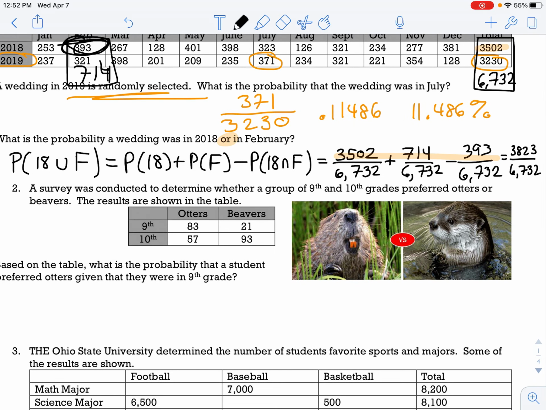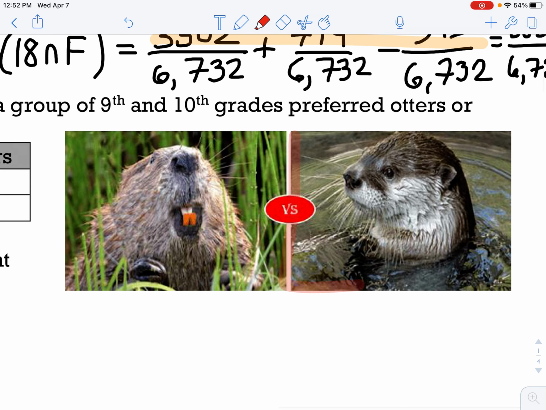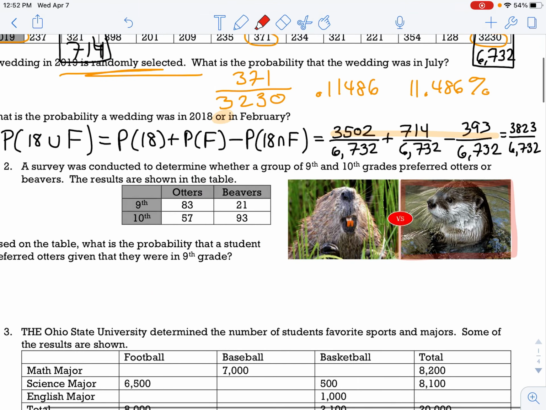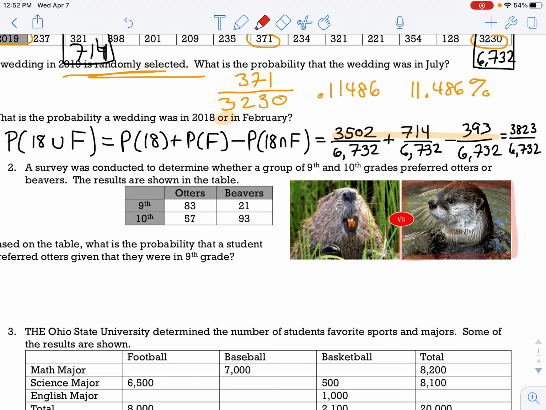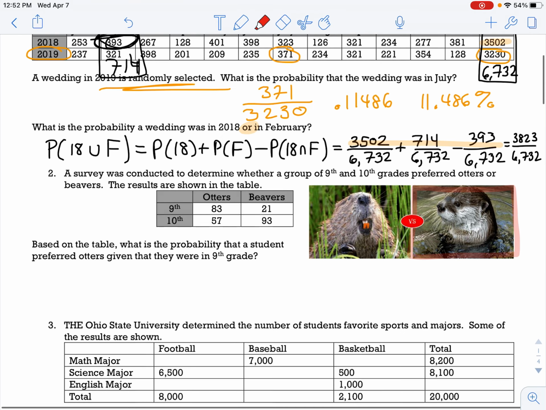All right, now right here, a survey was conducted to determine whether a group of 9th and 10th graders preferred otters or beavers. Fun fact about me, I like otters, I like beavers, but clearly otters are the best. Beavers are pretty freaking cool, but it's no debate. Otters are the best. But let's see what 9th and 10th graders think. The results are shown in this table below. Based on the table, what is the probability that a student preferred otters given that they were in 9th grade?